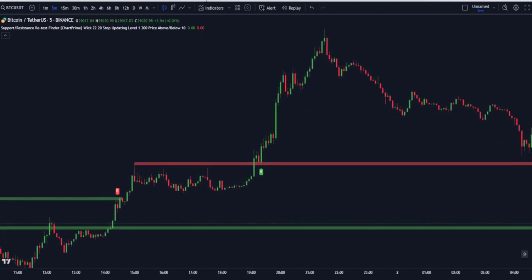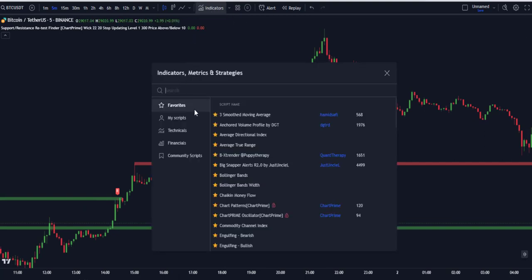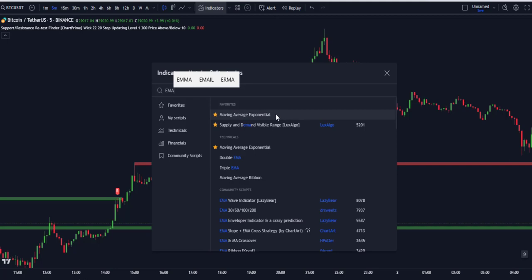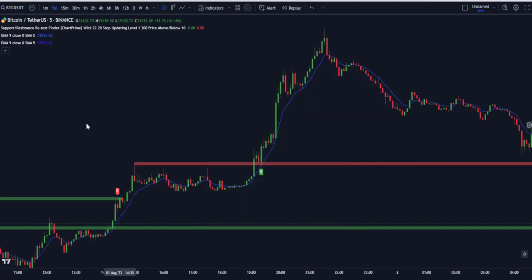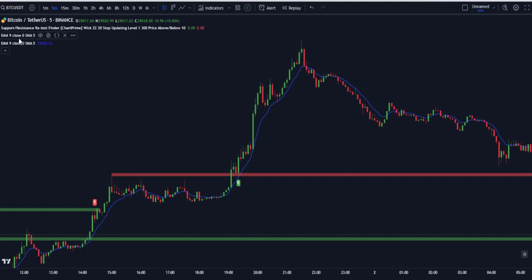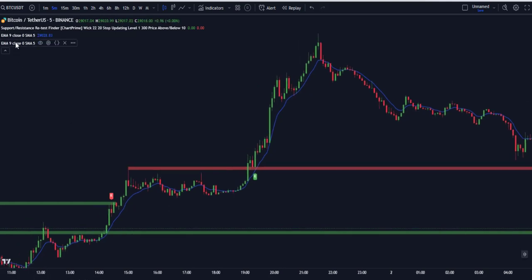To add this indicator on our chart, we navigate to the indicator search bar and search for EMA. Select the moving average exponential made by TradingView. Add 2 of it because we will be needing 2. This indicator will help us to identify trend, but before we talk more on how the indicator works, let's set the indicator for more visibility and more understanding of it.